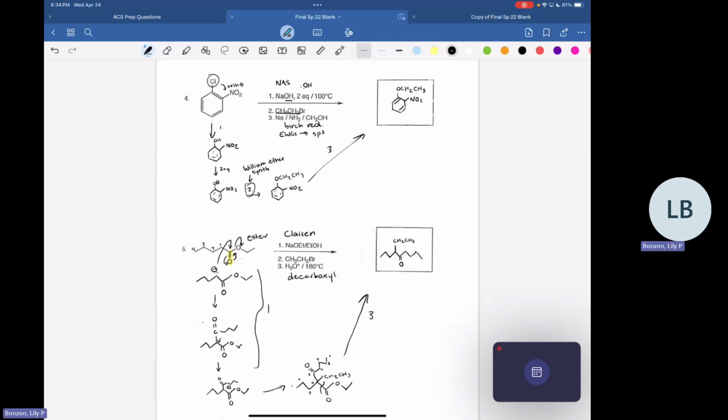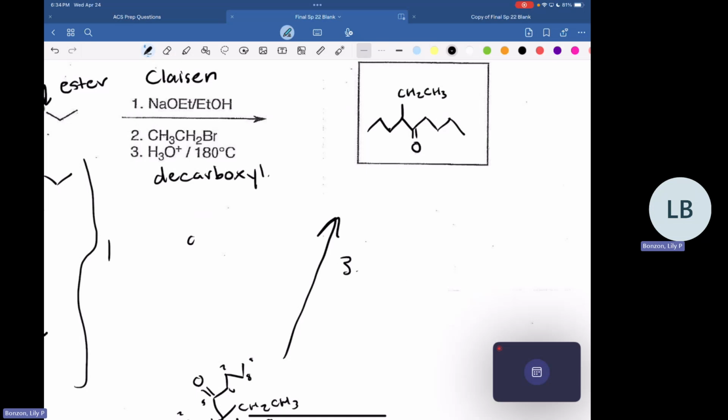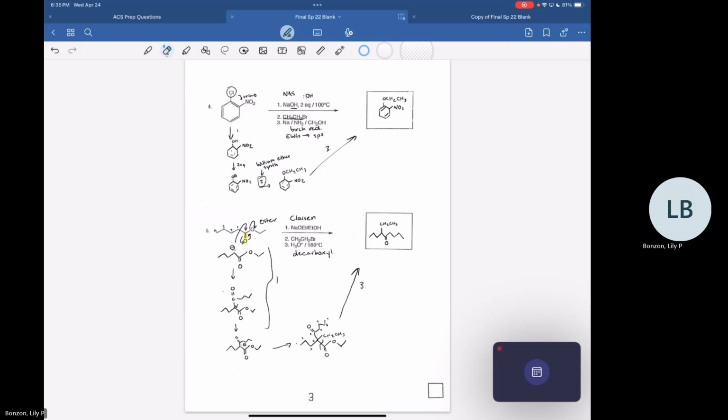If it has more than one carbonyl, so if you're given something like this, then you just go ahead and deprotonate it and then immediately react it with the alkyl halide. Okay. All right, I'm going to go ahead and move on to mechanism.